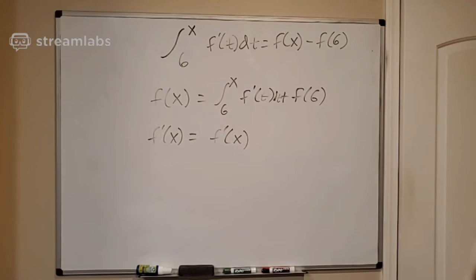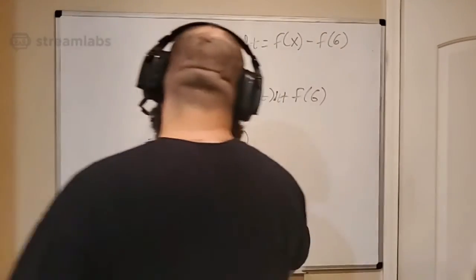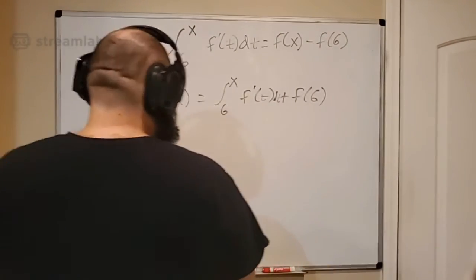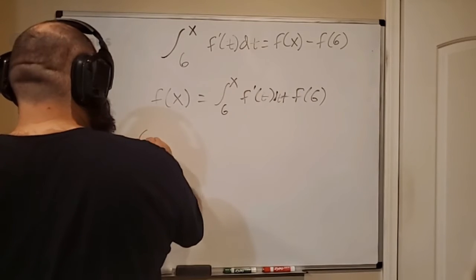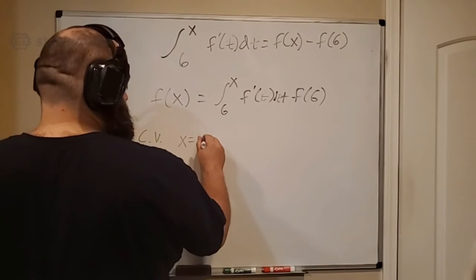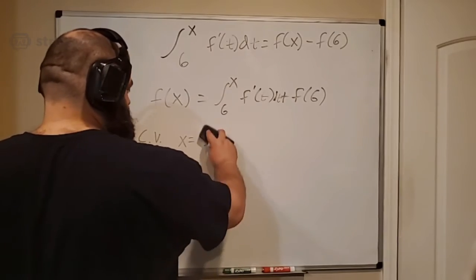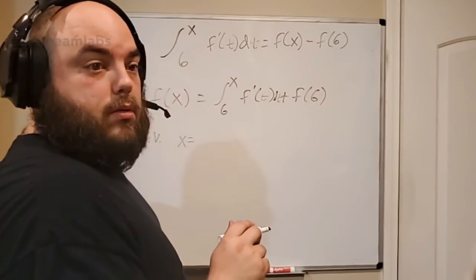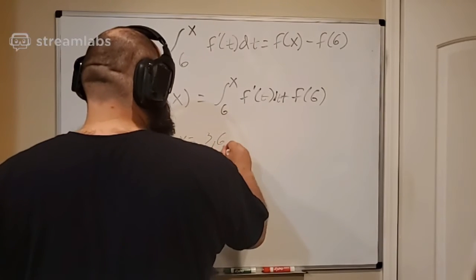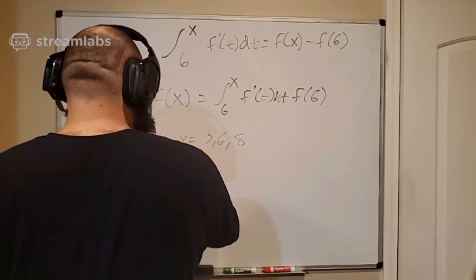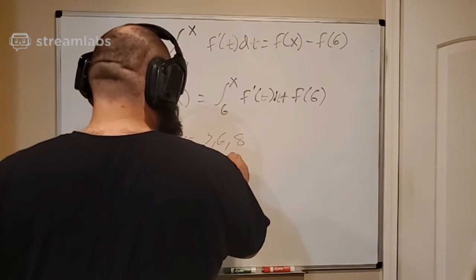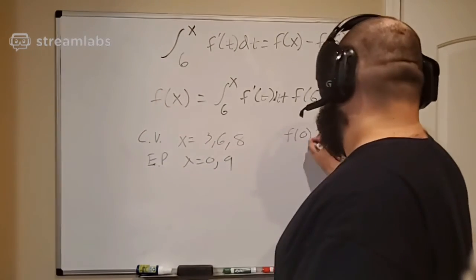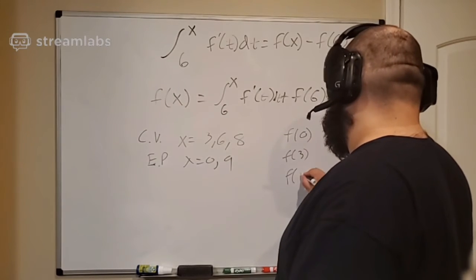But 9 is also an endpoint, so it doesn't matter. So you'll have to check and do the evaluations. So this is actually irrelevant. We don't need that. What we have to end up doing, since we know critical values are x equals 3, 6, and 8, I think I said. So, yeah, 3, 6, and 8, and endpoints are 0 and 9. So you need to do f of 0, f of 3, f of 6, f of 8, and f of 9.